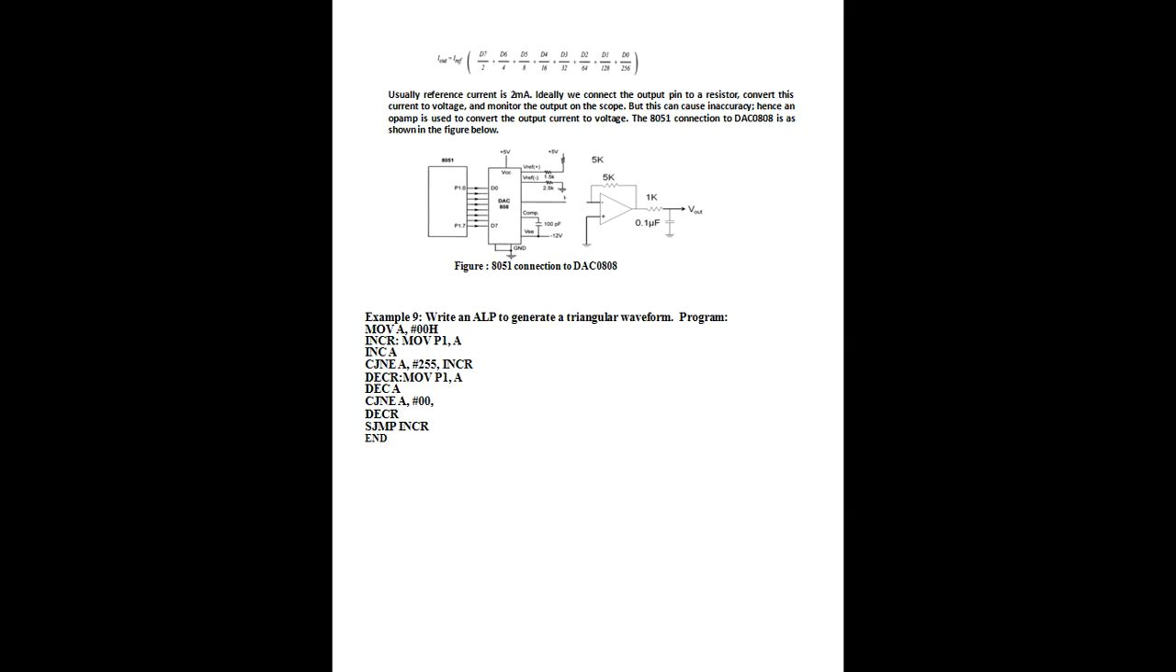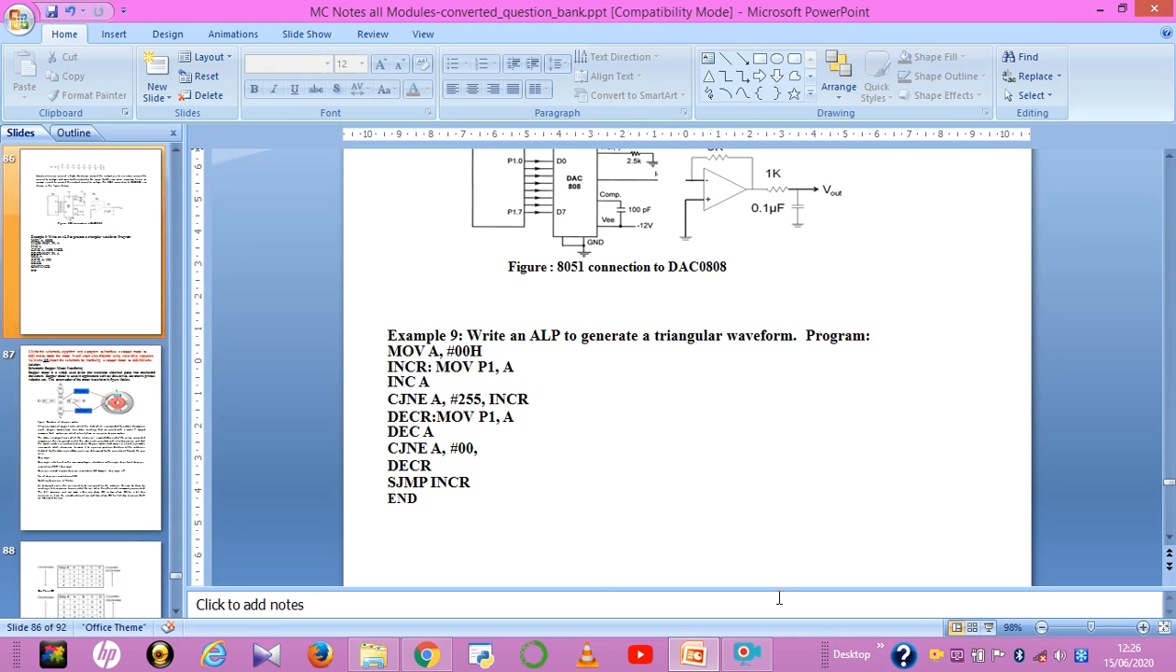Ideally you connect the output pin to a resistor, convert this current to voltage and monitor the output on the scope, but using the oscilloscope causes an inaccuracy. Hence an op-amp is used to convert the output current to voltage. Here you are using the op-amp to convert the output obtained from the DAC, which is processed from the 8051. How do you interface the 8051 with the DAC 0808? You can see the figure below. I'll show the figure in detail.